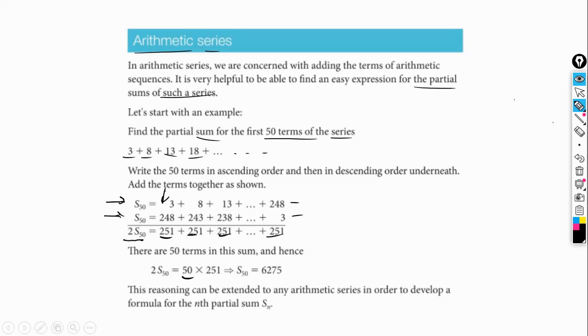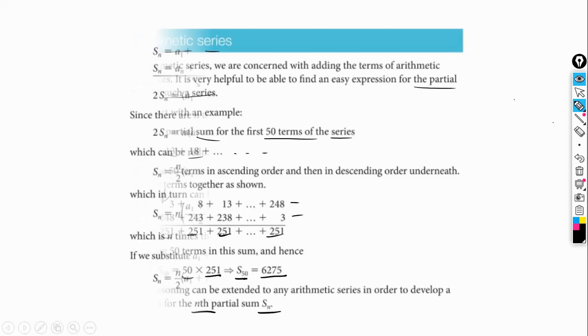So what would be the solution to the sum? It would be 50 times 251, but divide that by 2, and we would get 6,275 as the partial sum of the 50 terms of the series. Now, this reasoning can be extended to any arithmetic series in order to develop a general formula for the nth partial sum, S sub n. So now we're going to generalize.